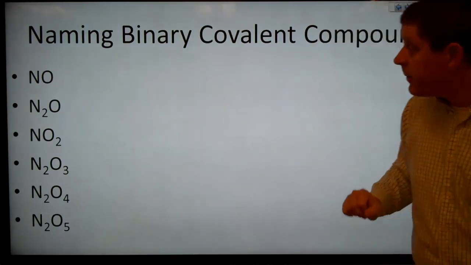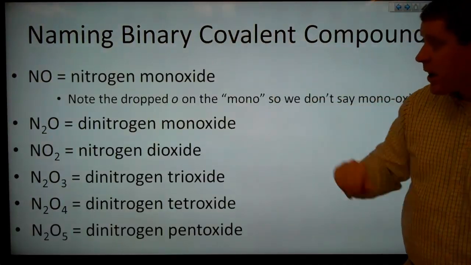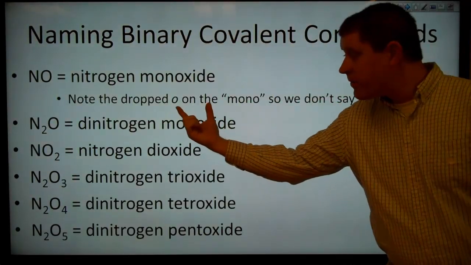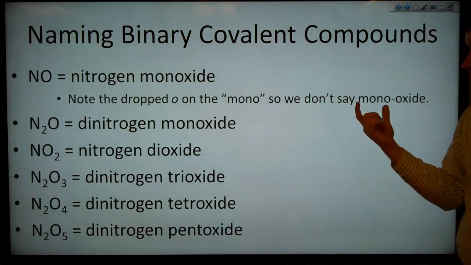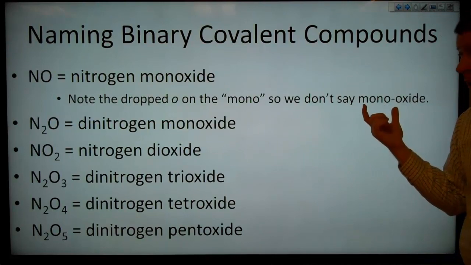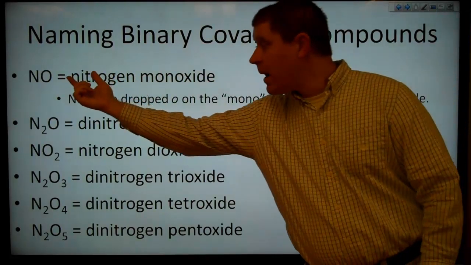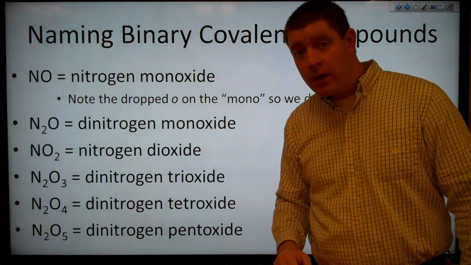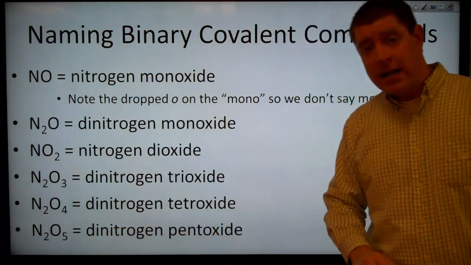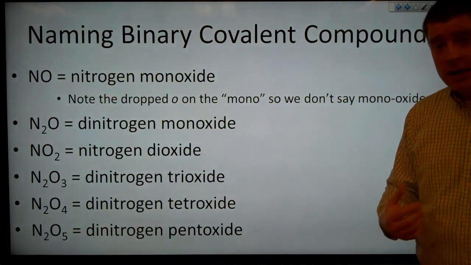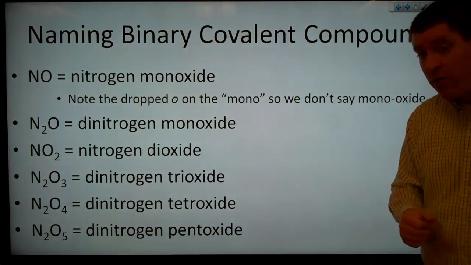So pause the video. NO is nitrogen monoxide. Note that we've dropped the O on the mono, so we don't say nitrogen monooxide. We also don't have the mono in front of nitrogen. It's not mononitrogen monooxide because mono is not used in that first word. It's only used in the second word, if we only have one of that second element.